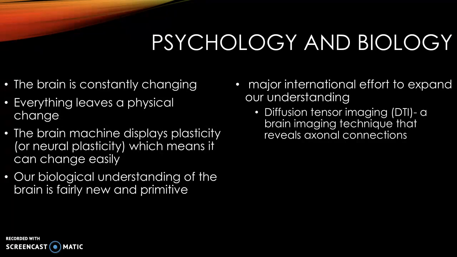Psychology and biology are two different vocabularies to describe the same thing of the brain. The brain is constantly changing, and everything leaves a physical change in the brain. The brain machine displays plasticity, or neuroplasticity, which means it can change easily. Our biological understanding of the brain is fairly new and primitive. There are major international efforts to expand our understanding of the biology of the brain. Diffusion tensor imaging, or DTI, is a brain imaging technique that reveals axonal connections.